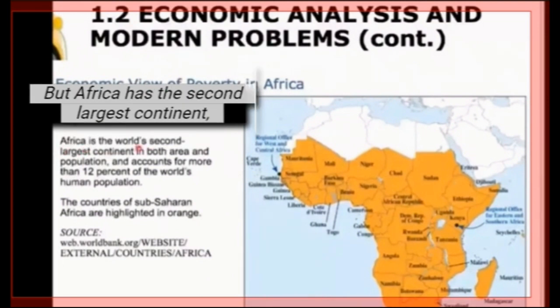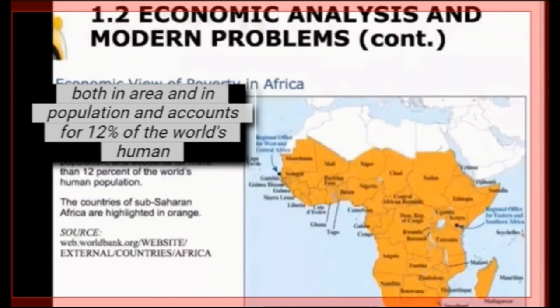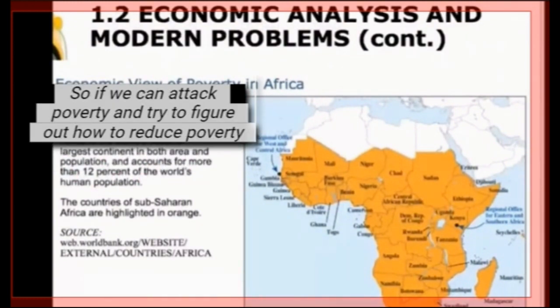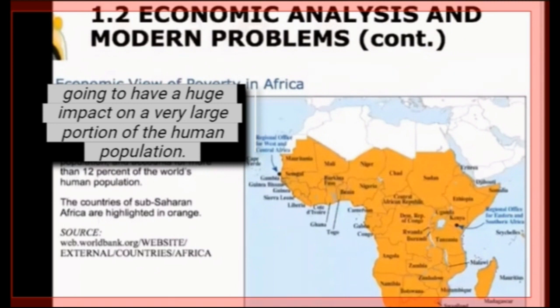But Africa is the second largest continent, both in area and in population, and accounts for 12% of the world's human population. So if we can attack poverty and try to figure out how to reduce poverty around the world, we're going to have a huge impact on a very large portion of the human population.